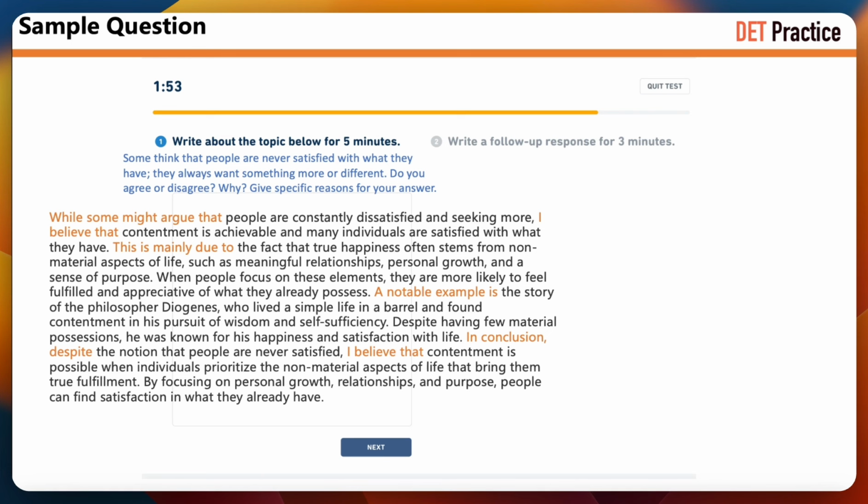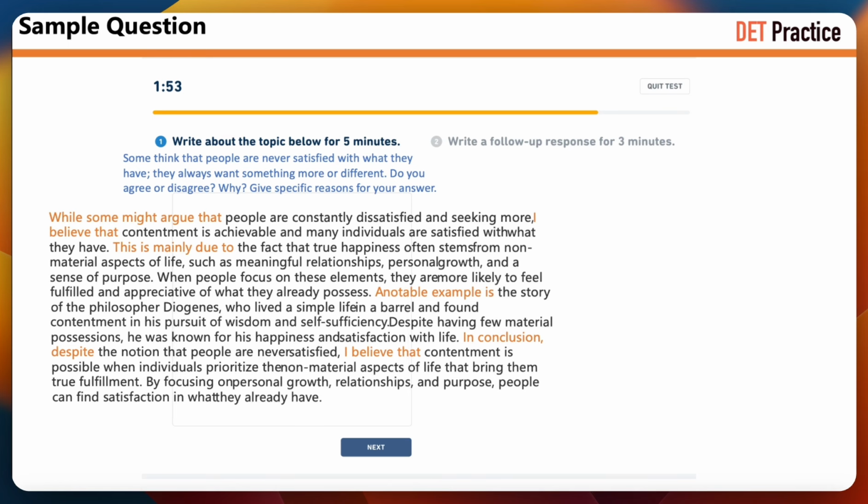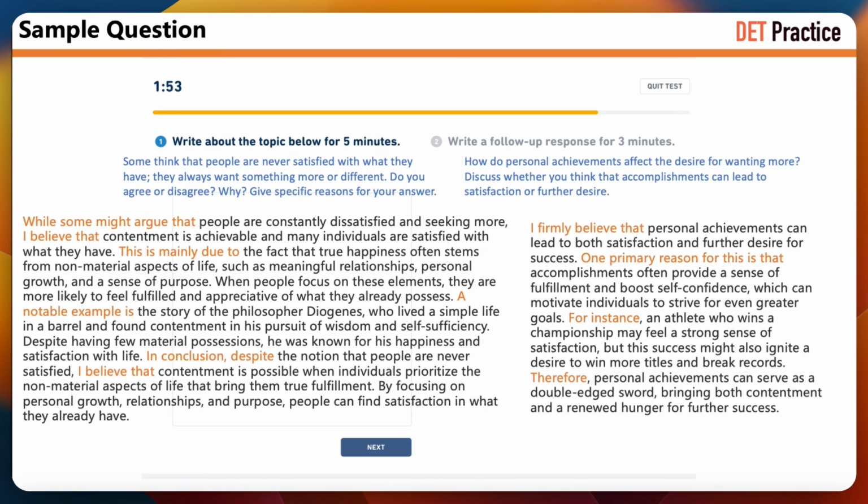Next comes the follow-up question, which is step 2 of the interactive writing section. The follow-up response demonstrates the use of template 2, providing a nice contrast to the initial answer. Let's examine how this response builds upon the previous discussion while utilizing a different structure. The writer begins with a clear stance. I firmly believe that personal achievements can lead to both satisfaction and further desire for success. This direct opening aligns with template 2's approach of starting with a strong viewpoint.